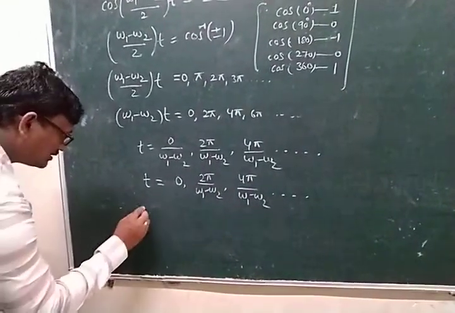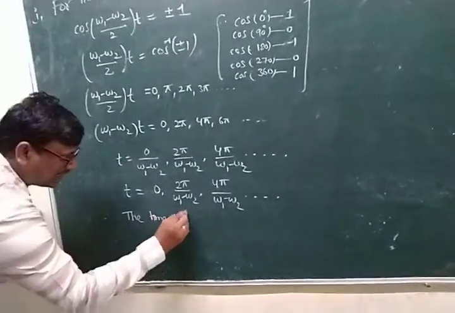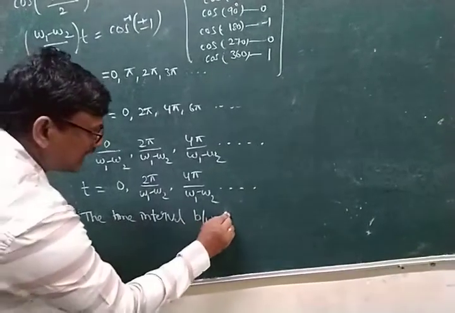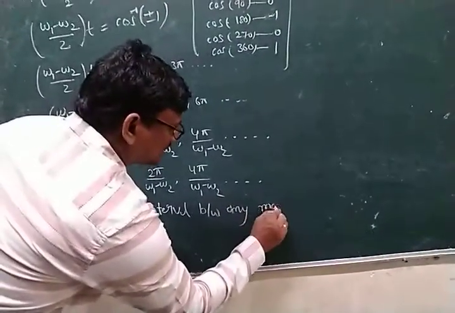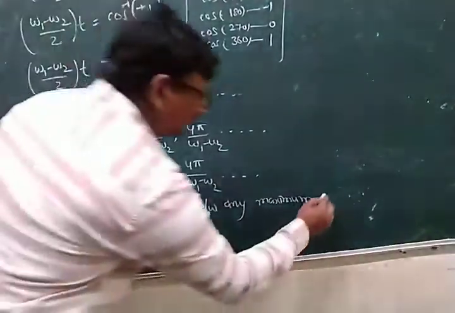Therefore, the time interval between any two maximum intensities is given by the beat frequency.